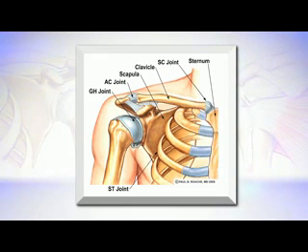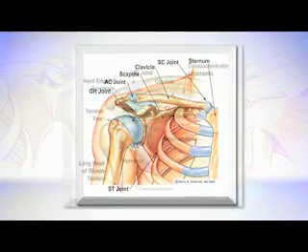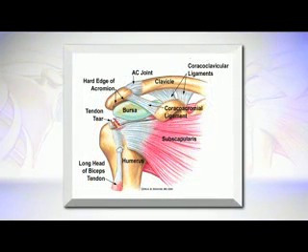Now, all joints are held in position with ligaments. So when a bone meets a bone, we call this a joint. And what holds the joint in position are key ligaments. So at the SC joint, there's a set of very strong ligaments. And at the AC joint, there's two sets of very strong ligaments.